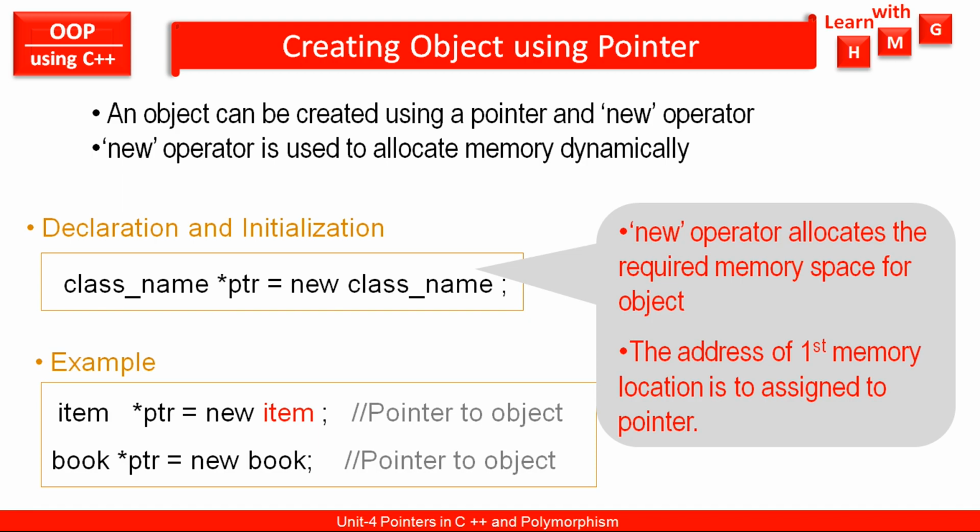The address of the first memory location is assigned to a pointer. So in this way, the new operator is used to allocate the memory for an object of the type class, and the address returned by this new operator will be assigned to the pointer, and like this the pointer will point to the object created using the new operator.